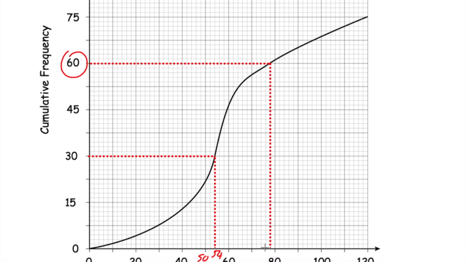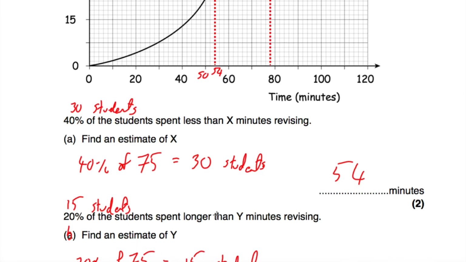And the reason we're doing that is because we know that these 15 students spent longer than Y minutes revising. So that's not many of them, so it must be quite a long amount of time revising. And that means that if 15 of them spent more than this time revising, the rest of them, 60, would spend less than this time revising.